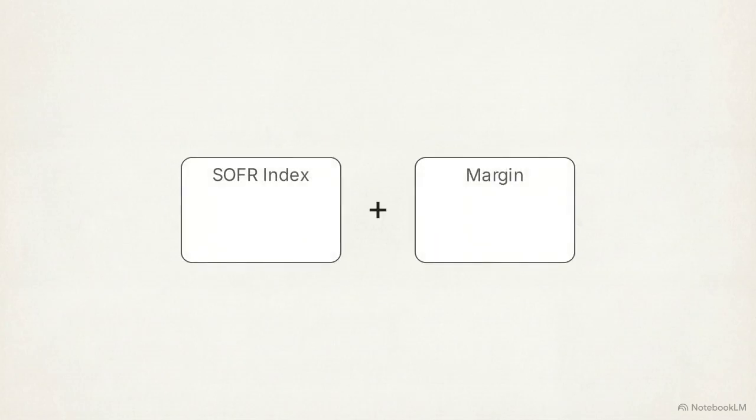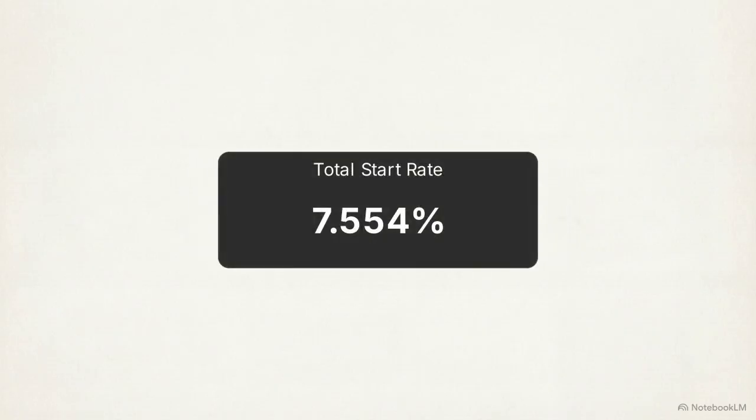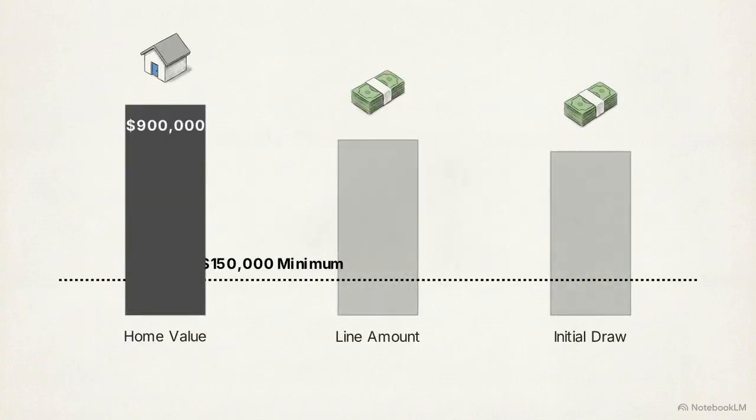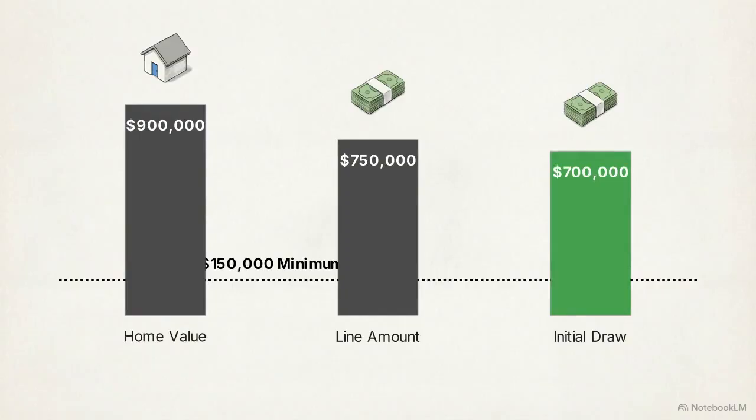Next, determine pricing. The note rate equals the SOFR index plus your selected margin. A 3.25 margin plus a 4.304 index establishes a 7.554% start rate. Then enter the $900,000 home value, $750,000 limit, and $700,000 initial draw. The initial draw must exceed the $150,000 threshold.